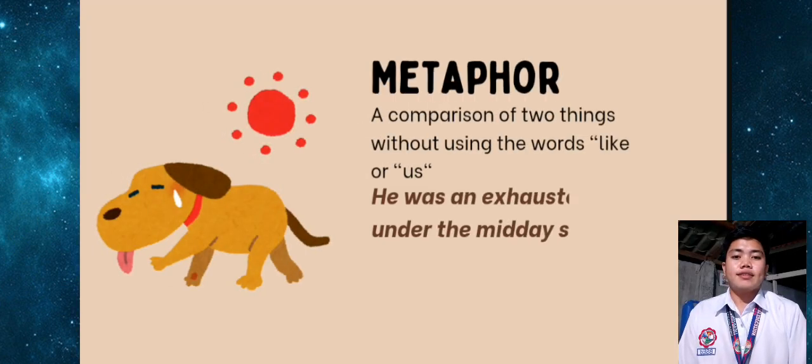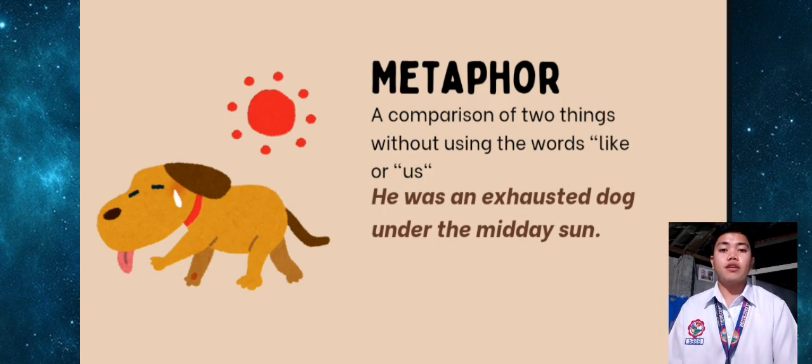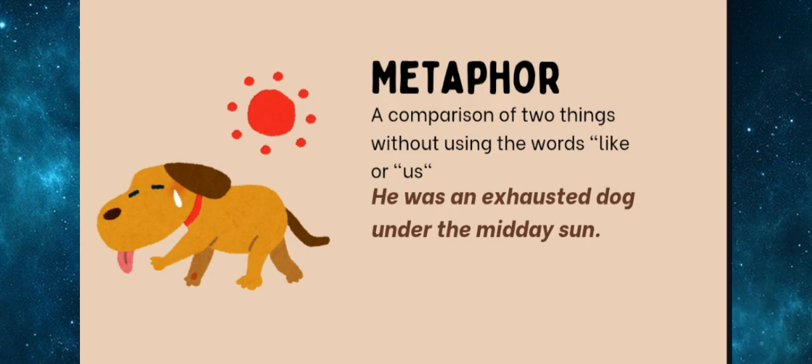The next one is metaphor. When we say metaphor, it is a comparison of two things without using like or as. To give you an example: he was an exhausted dog under the midday sun. So he is the subject and he was being compared to a dog under the midday sun. But unlike simile, it doesn't use like or as to compare two things.